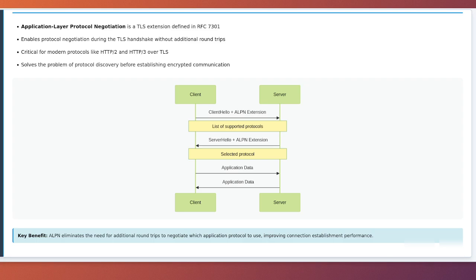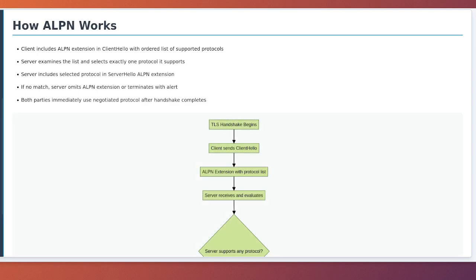The extension is defined in RFC 7301 and has become a critical component of modern web infrastructure. It is particularly important for HTTP/2, which requires ALPN for protocol negotiation. When used over TLS without ALPN, we would be stuck with slower, less efficient methods of determining which protocol to use. The beauty of ALPN lies in its simplicity and efficiency. It adds minimal overhead to the TLS handshake while providing crucial functionality that enables modern web protocols to operate at their full potential.